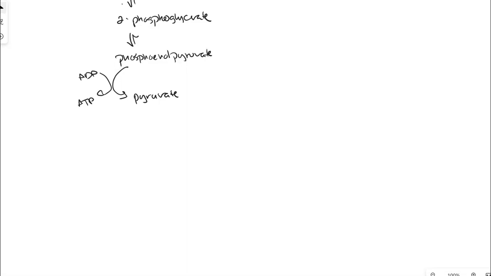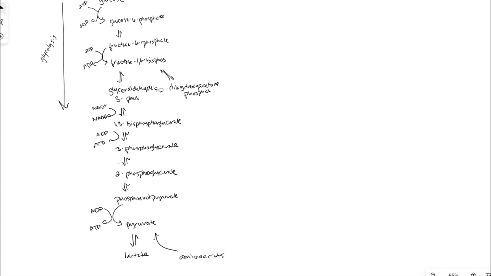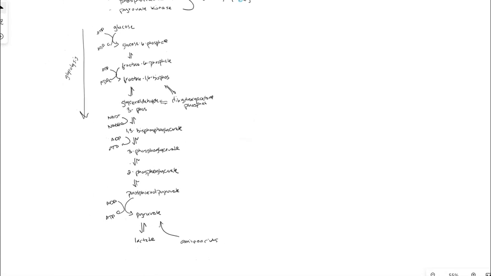Now, pyruvate can also be reversibly converted to lactate and can also be produced by amino acids metabolically. So, zooming in here, taking a look at the whole thing, what we've done is we've just redrawn glycolysis minus the structures. And at this point, we're not looking at regulation, but just the big picture, what's happening with glycolysis going from glucose to pyruvate.